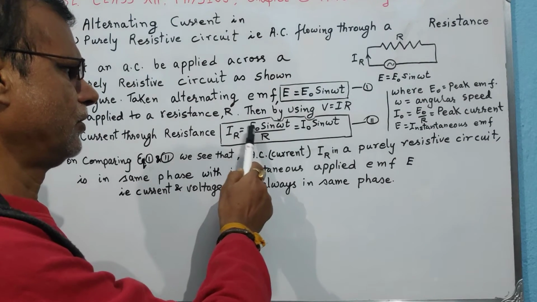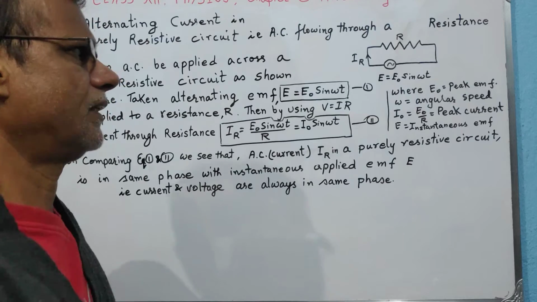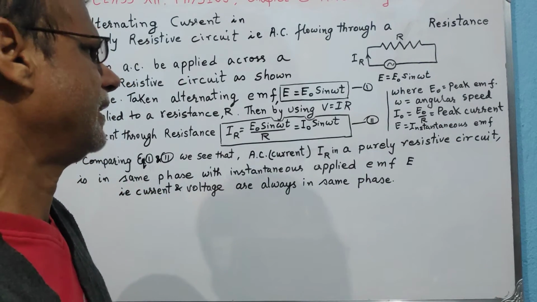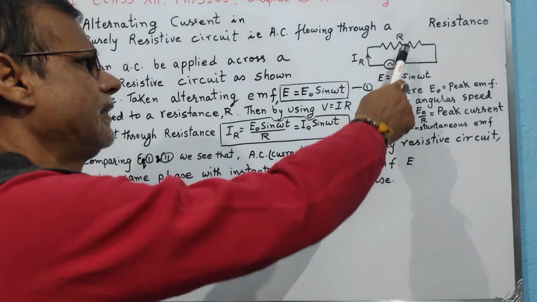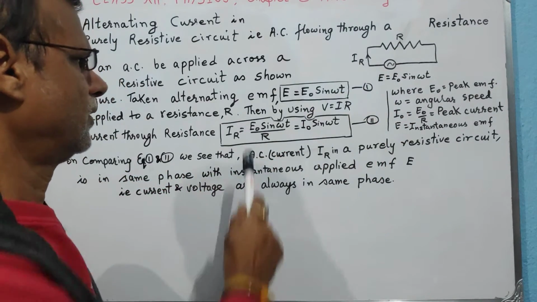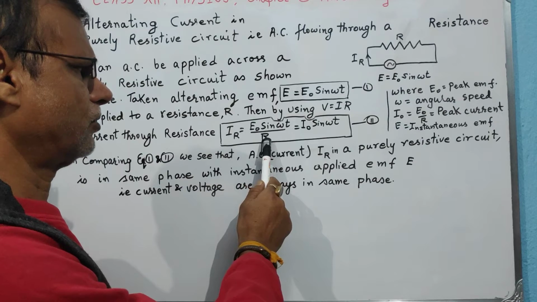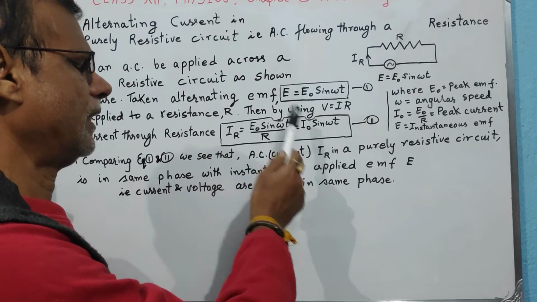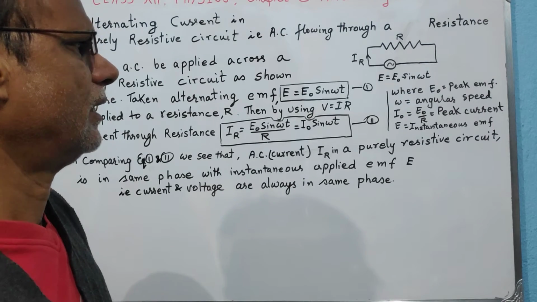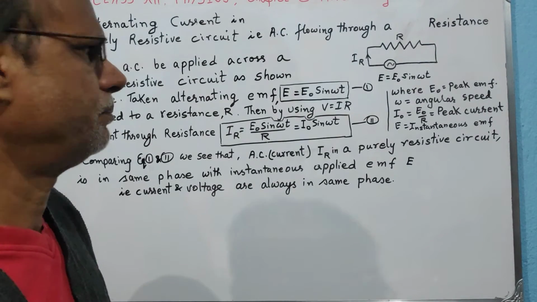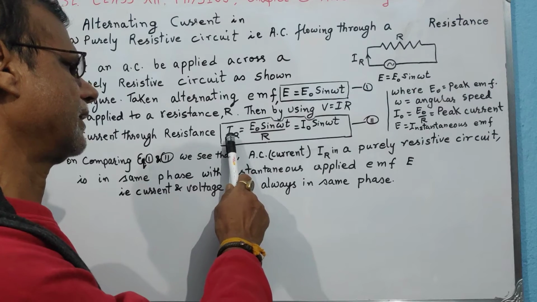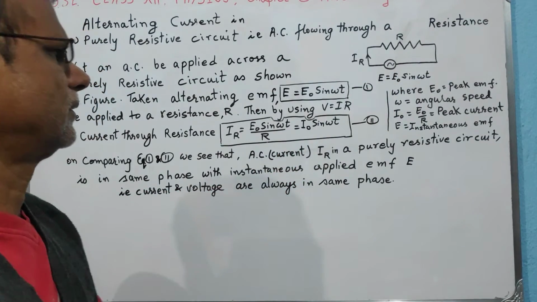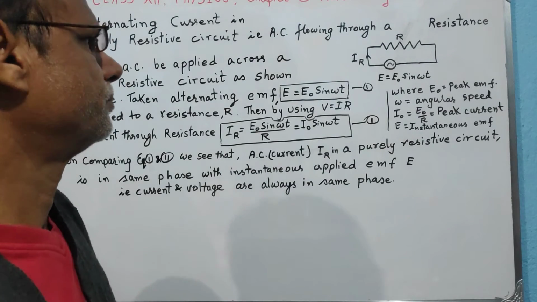Here you see E0 is constant. What is E0? E0 is the peak value of the applied EMF and R is the resistance of the circuit. E0 is constant, R is constant, so we can have another constant for this ratio. We call it I0, and I0 is nothing but the peak value of the instantaneous current flowing through this circuit, and we call it equation number 2.